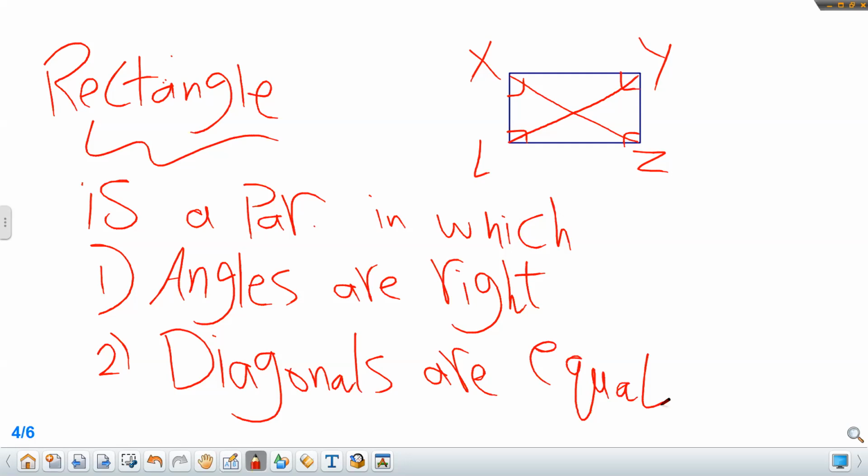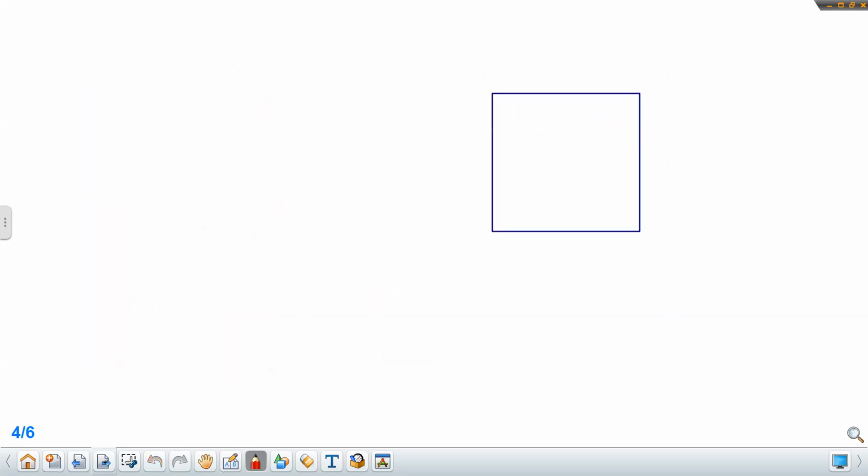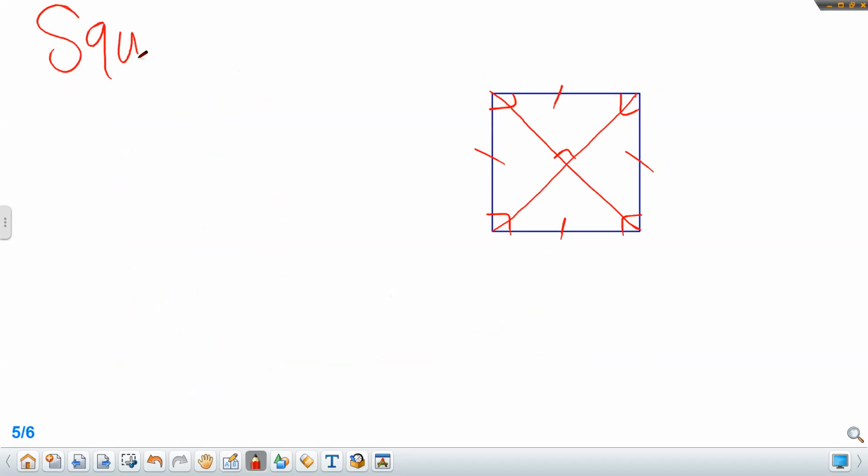This is figure number 3, figure number 4, and the last one. What's this? I have four equal sides, four equal angles, and diagonals which are equal. Not just that, but they are also perpendicular. What's this figure? Square. We can say a square is a parallelogram.